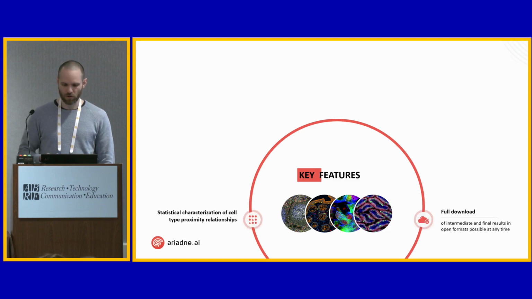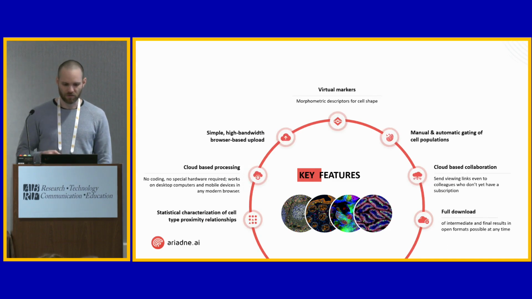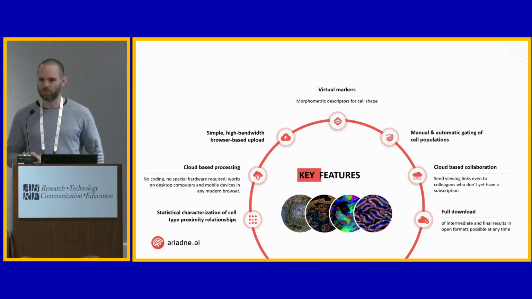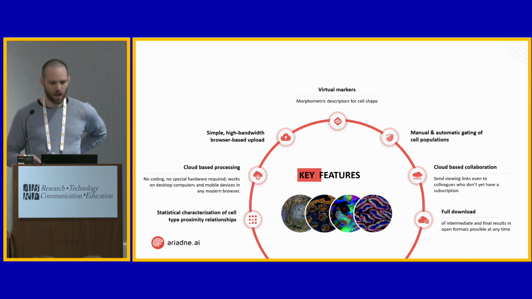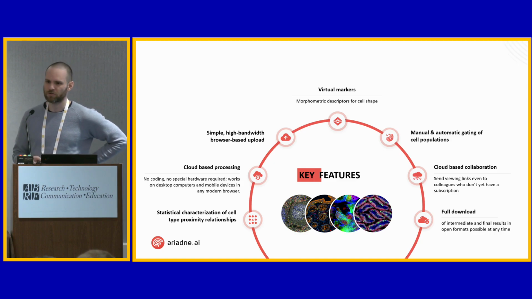A few more key features that I want to highlight in Spatial is we've got the statistical characterization of cell type proximity relationships. That means automatic detection of tissue microenvironments. That's maybe a slightly easier way to say that. All the processing is in the cloud. There's a high bandwidth upload tool specifically for this, which means that on an institutional connection, you can usually upload a terabyte in 6 hours or so. So, large data sets are not really a problem.